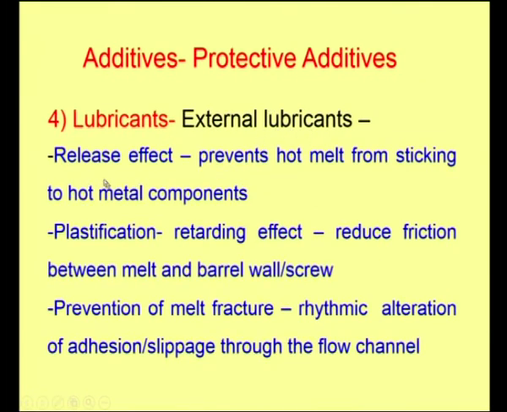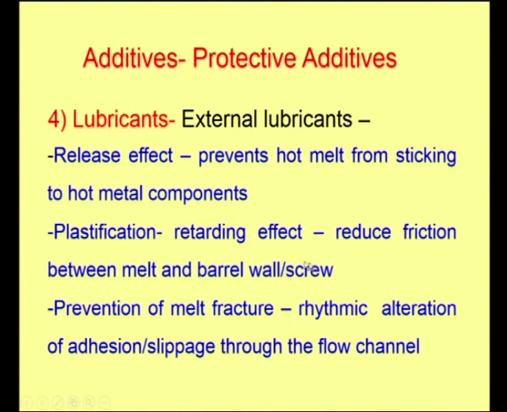The external lubricants mainly act in three ways. The one way is the release effect, that is, it prevents hot melt from sticking to hot metal components. So it will remove the stickiness of the melt, whether with respect to the barrel or the mold. The next one is the plastification or retarding effect, that is, it will reduce friction between melt and barrel wall or the screw.